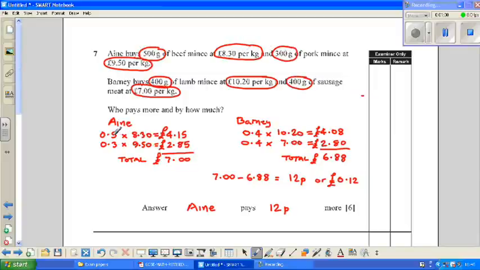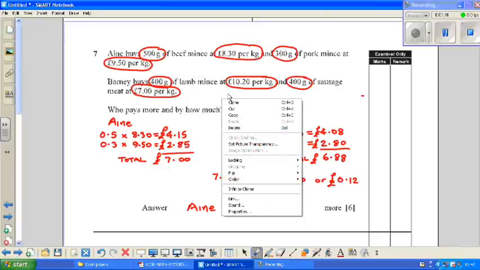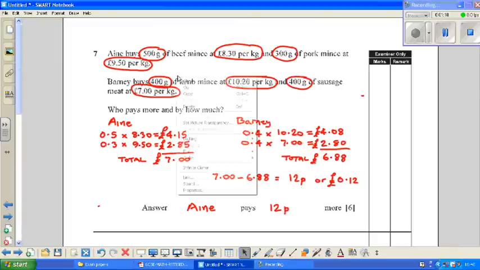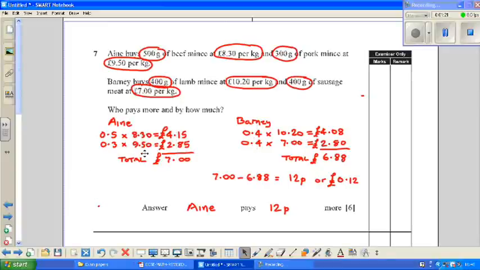So looking at Anya's prices then, 0.5 kilograms times £8.30 is £4.15, and 0.3 kilograms times £9.50 is £2.85, so her total is £7. Looking at Barney's purchases then, we've got 400 grams of lamb mince at £10.20 per kilogram. Again, we've got to change the 400 grams into kilograms by dividing by 1,000, so that's 0.4 kilograms multiplied by his price, which is £10.20.